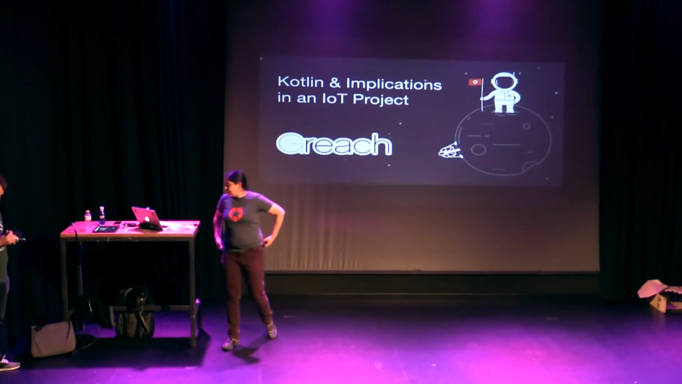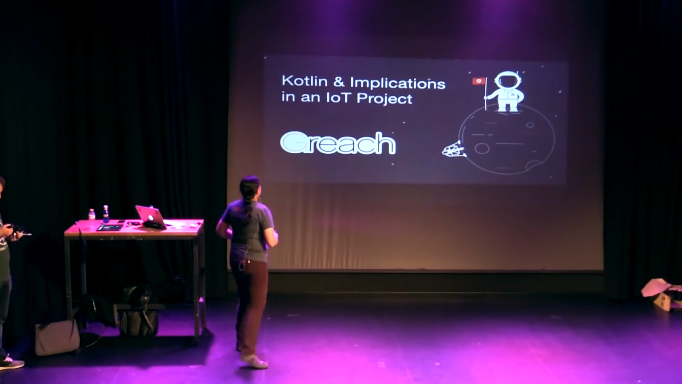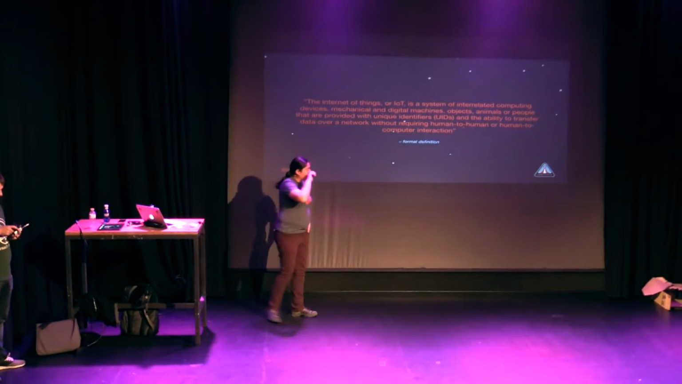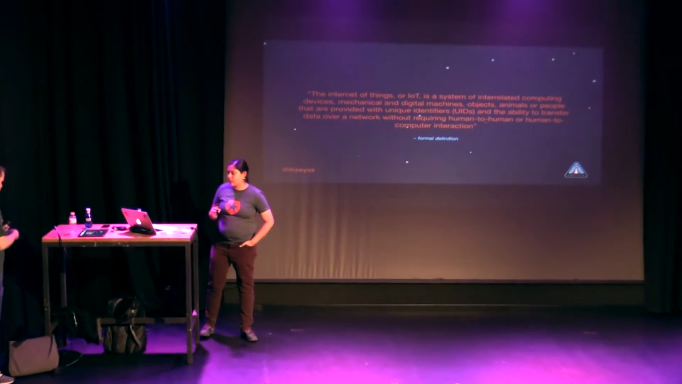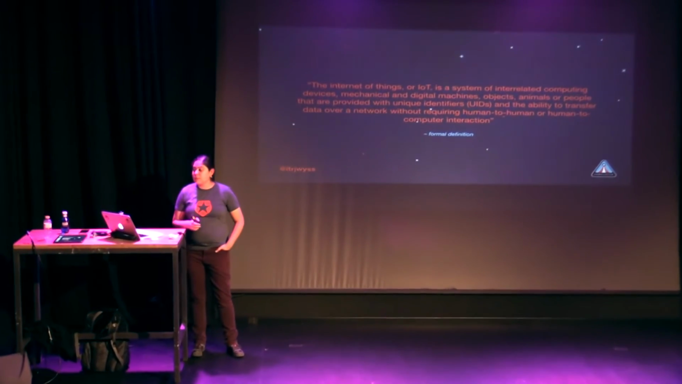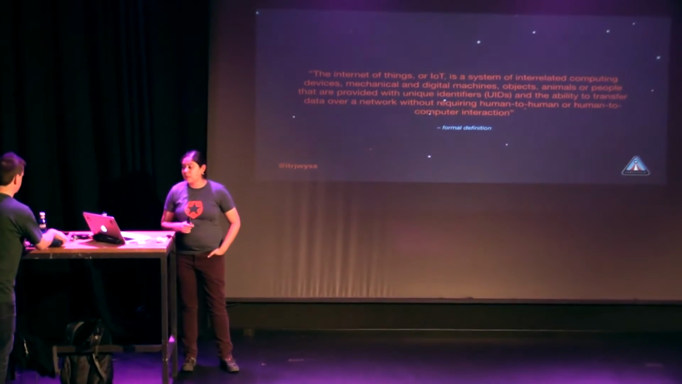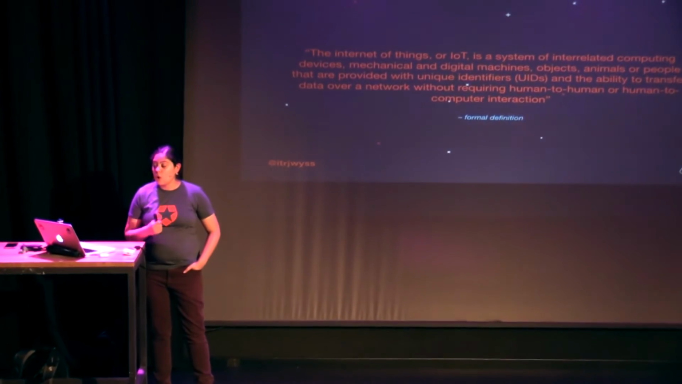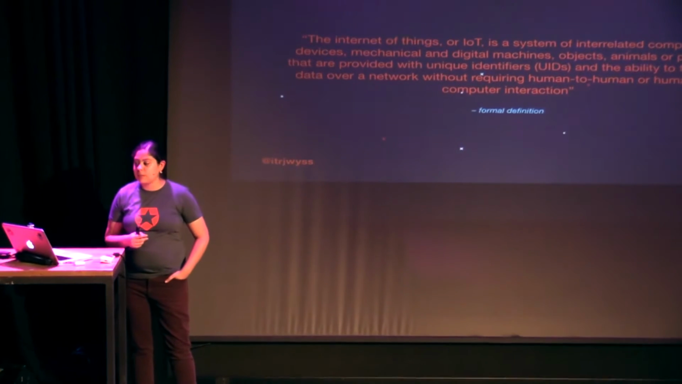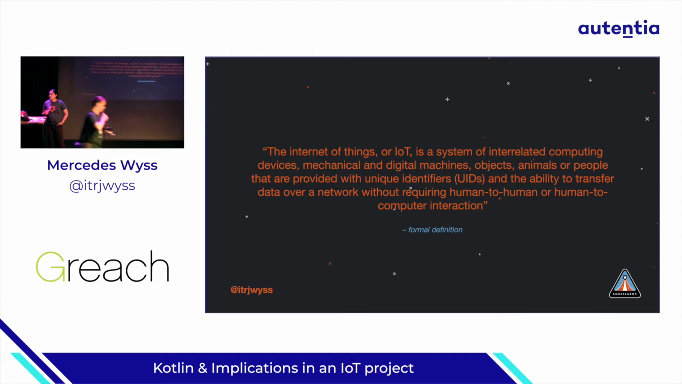But we will start to talk about Kotlin and its implication in an IoT project. So this is a full formal definition of what is the Internet of Things. They say the Internet of Things, or IoT, is a system of interrelated computing devices, mechanical and digital machines, objects, animals, or people that are provided with unique identifiers and the ability to transfer data over a network without requiring human-to-human or human-to-computer interaction. But in simple terms, it is connecting things to the internet.